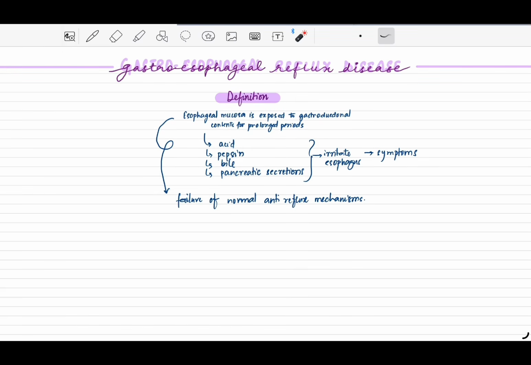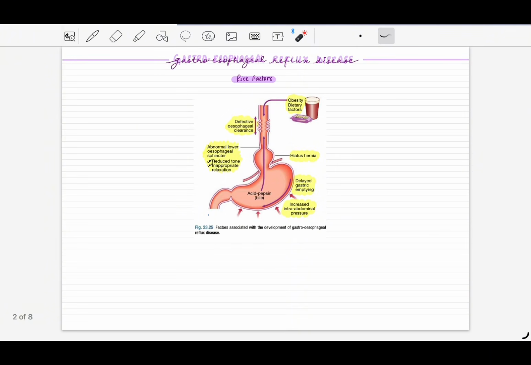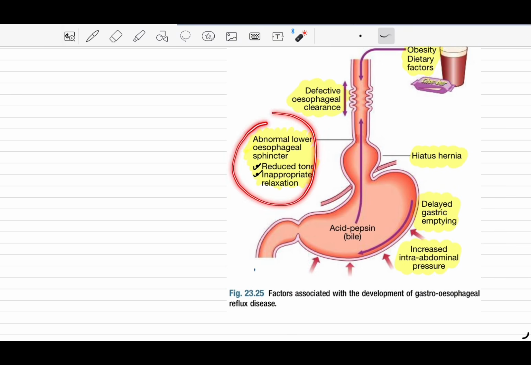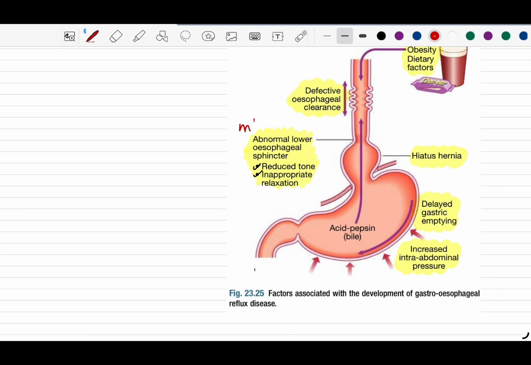Now let's understand the risk factors associated with the disease. This picture is taken from Davidson and it summarizes all the risk factors very well. However, we will be discussing each of them in detail. Let's first talk about abnormal lower esophageal sphincter with its reduced tone or inappropriate relaxation. This in fact is the most common risk factor.